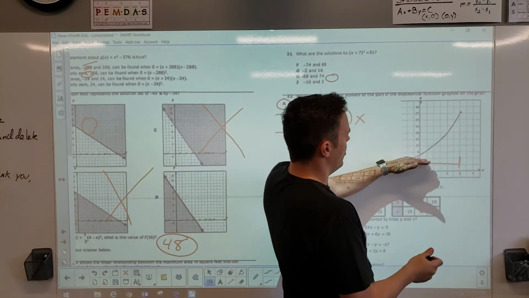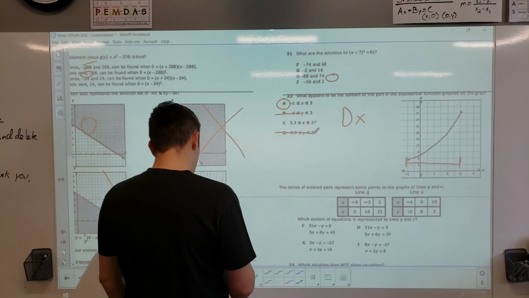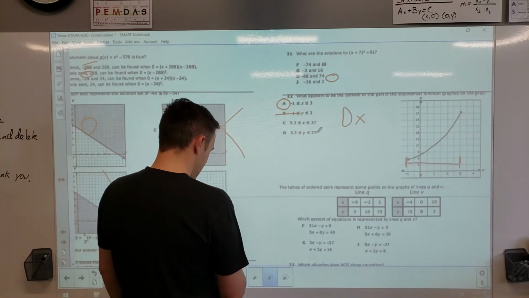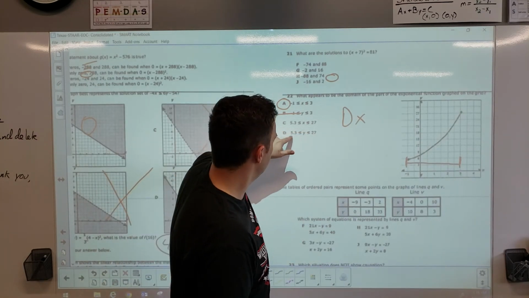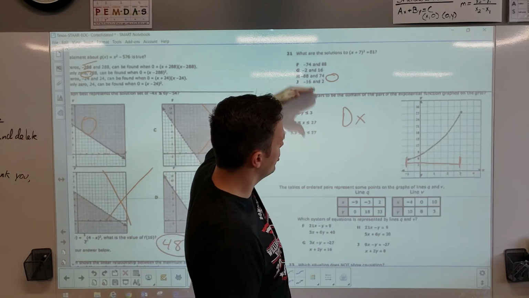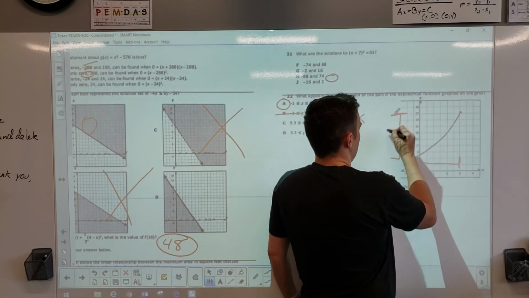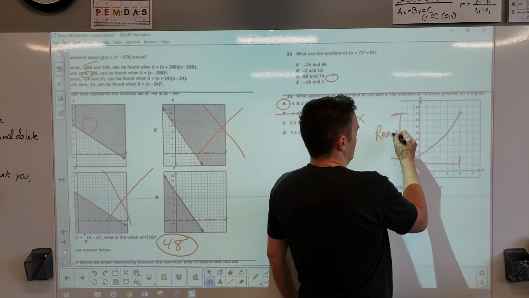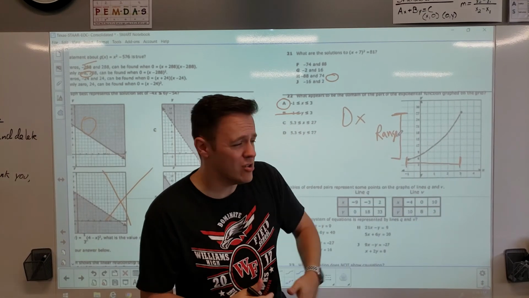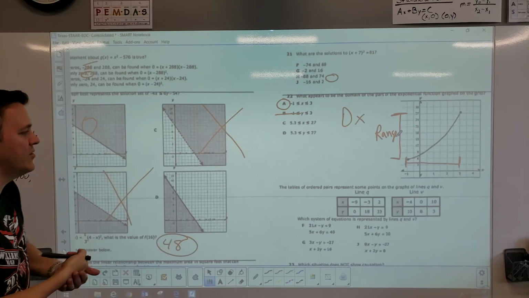Now, if I were to ask what the range would be, it would be this value right here, -5.3, going vertically to 27. All right, this is the range. So please make sure you guys understand and get that. I can't stress enough the importance of that.